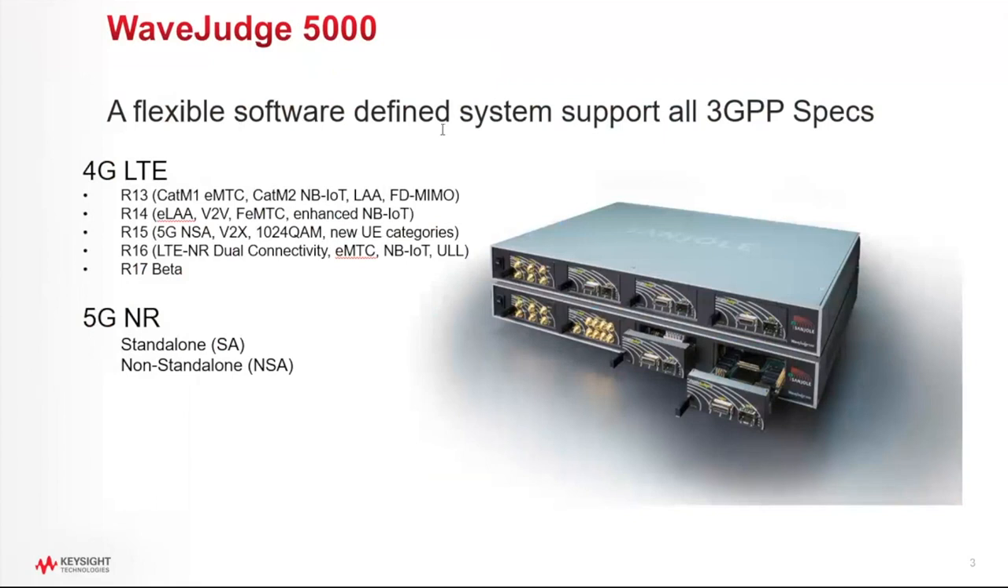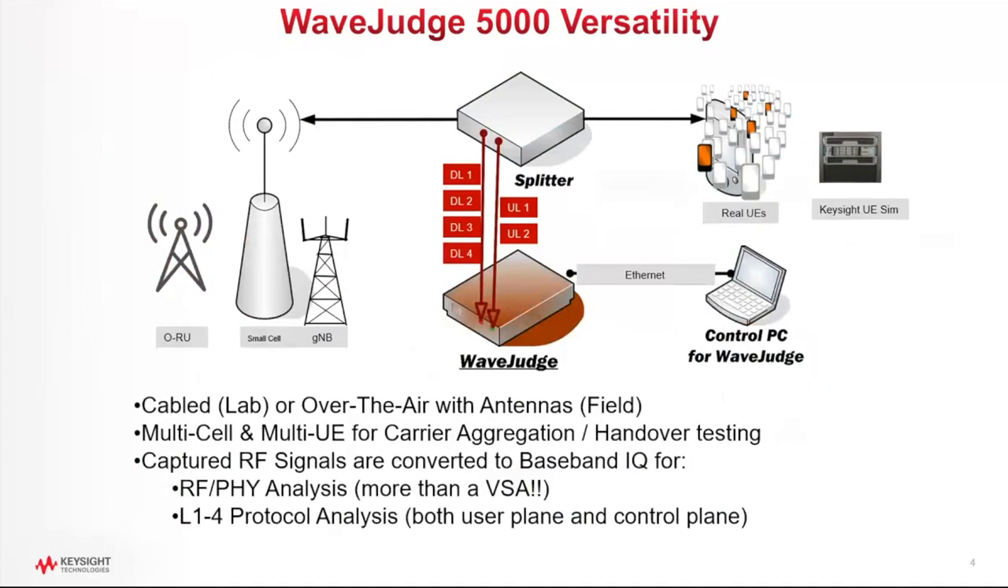WaveJudge is a very flexible software-defined radio. You can cascade two, three, four or more chassis together to build a larger system, supporting both 4G and 5G, and it will support everything in the 3GPP specs all the way through Release 16 today. Release 17 has been developed, but it has not been released yet. When the standards bodies release 3GPP Release 17, we will have a solution for that as well. The point here is that we support everything in the 4G and 5G space: all the 4G releases and 5G standalone, non-standalone, sub-6, millimeter wave, et cetera.